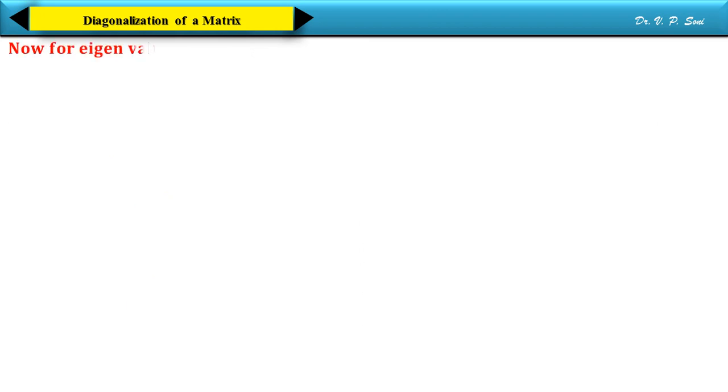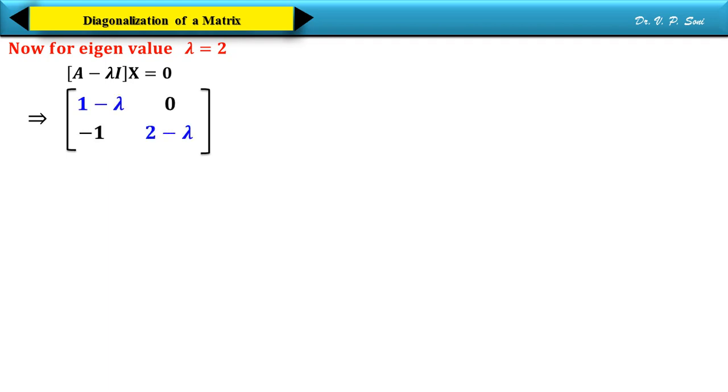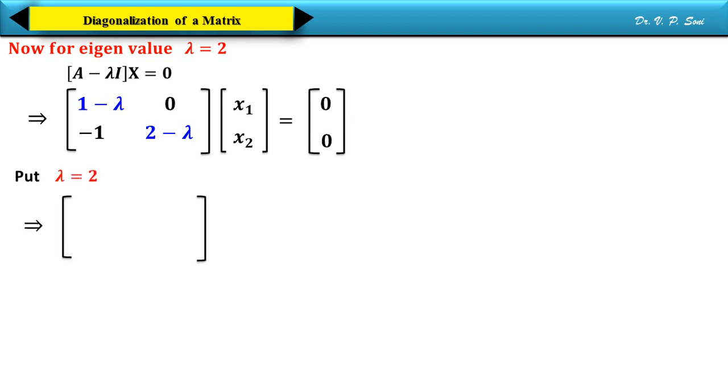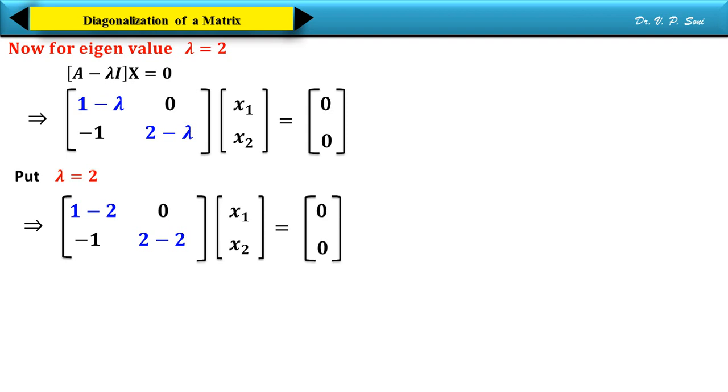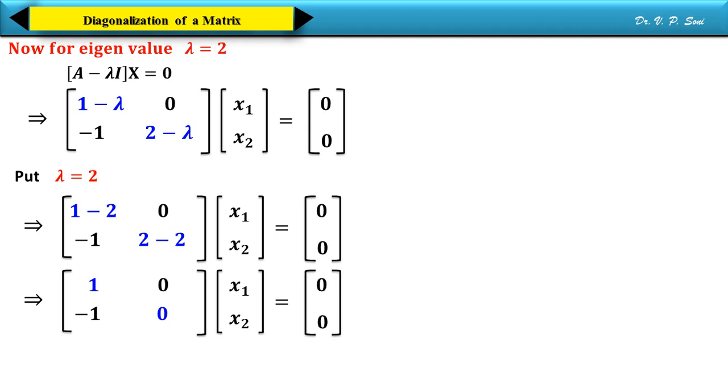Now for eigenvalue λ = 2, (A − λI)x = 0. This implies the matrix with first row (1 − λ, 0), second row (−1, 2 − λ), times the column matrix [x1, x2] equals [0, 0]. Put λ = 2, then we get the matrix with first row (1 − 2, 0), second row (−1, 2 − 2), times [x1, x2] equals [0, 0]. This implies the matrix with first row (−1, 0), second row (−1, 0), times [x1, x2] equals [0, 0].